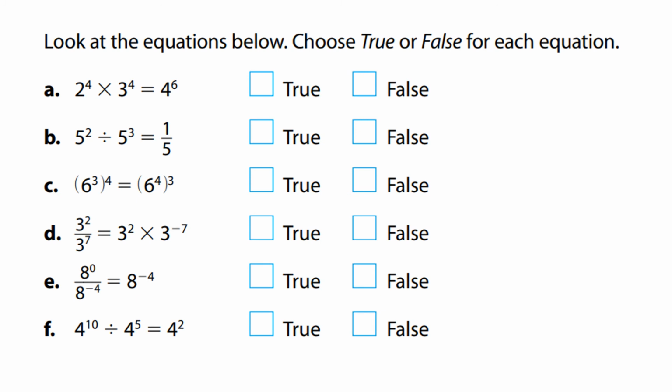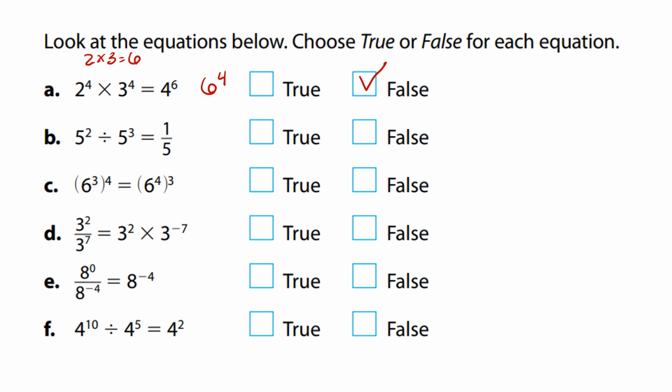For this last set of problems, we're going to look at the equations below and choose true or false for each statement. For letter A, the base numbers 2 and 3 are different, but the exponents 4 are the same. To solve this, we would multiply 2 times 3 to get 6, and the exponent would stay the same. 6 to the 4th should be the correct answer, so that statement is false.